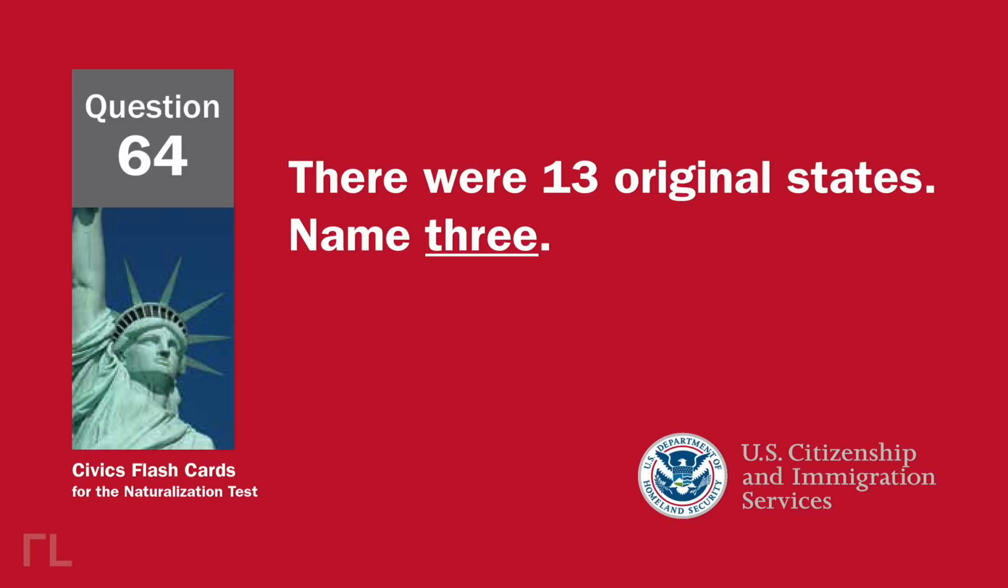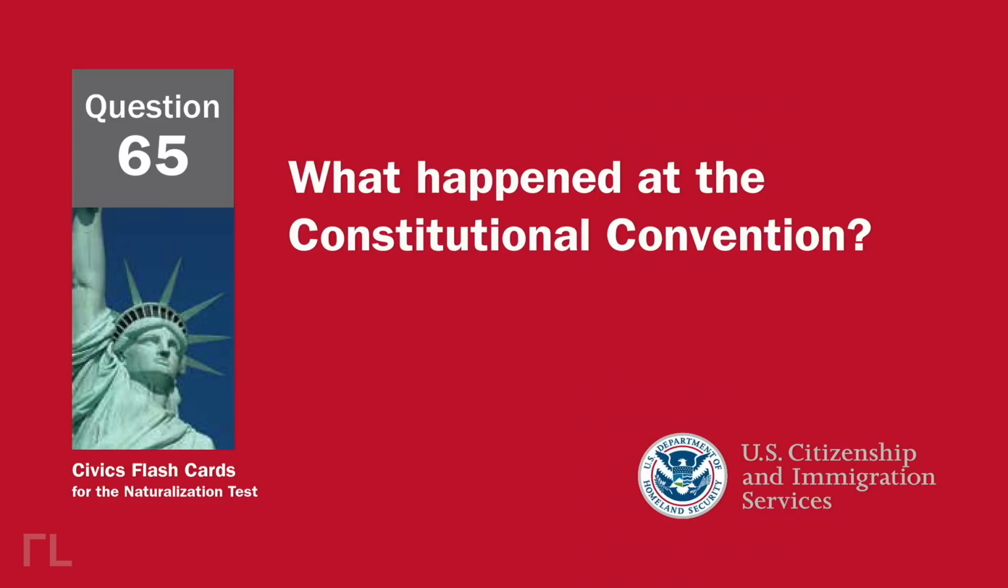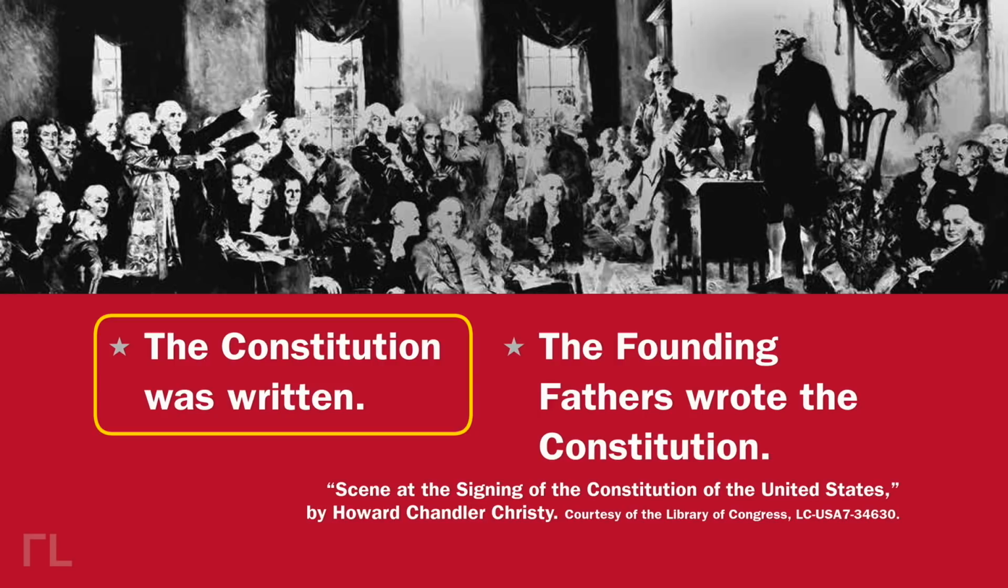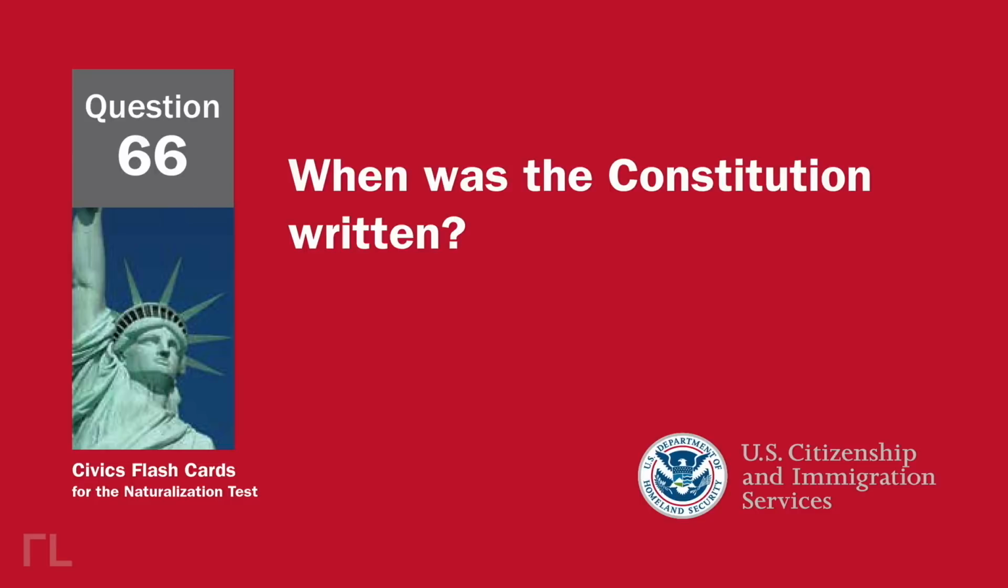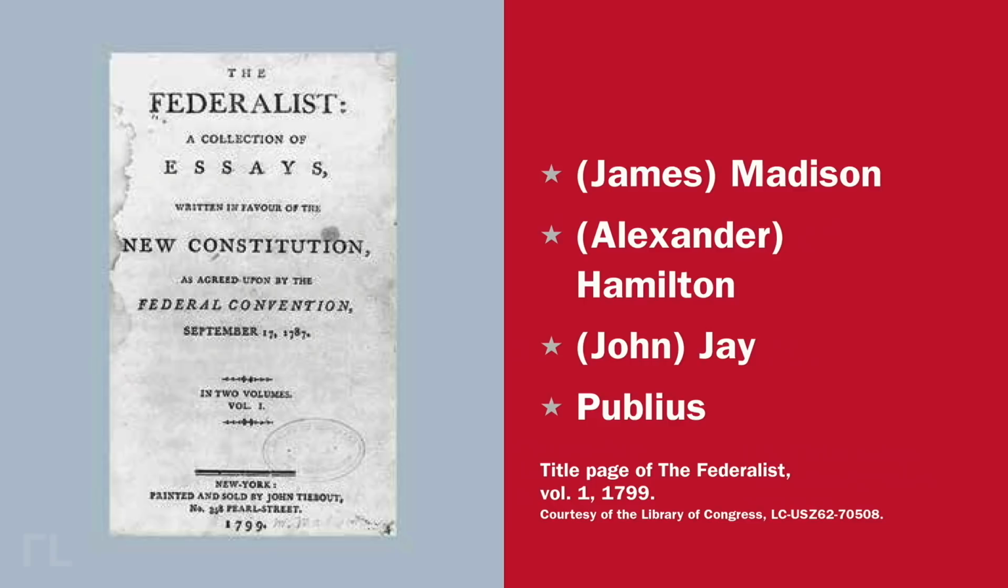There are 13 original states. Name 3. New York. New Jersey. Pennsylvania. What happened at the Constitutional Convention? The Constitution was written. When was the Constitution written? 1787. The Federalist Papers supported the passage of the U.S. Constitution. Name one of the writers. James Madison.